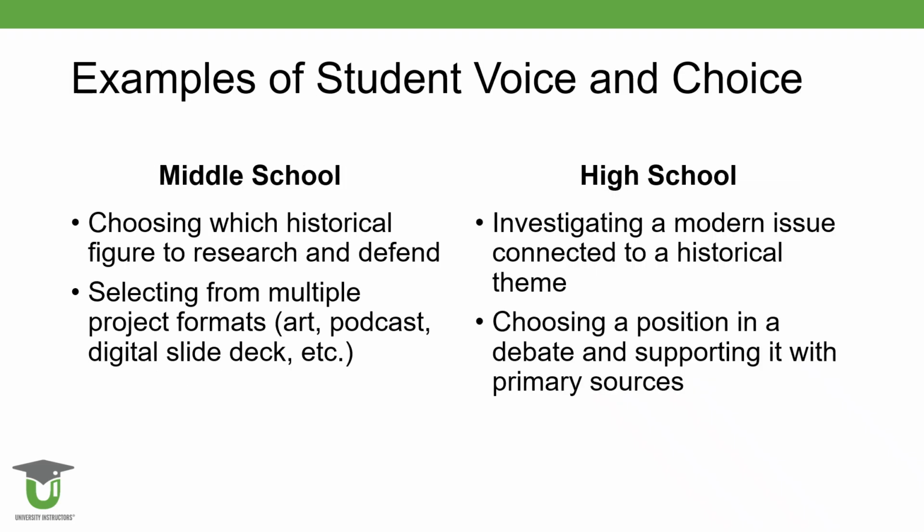These examples highlight how voice and choice can be structured and purposeful. In middle school, allowing students to choose a historical figure or project format increases engagement while still aligning to learning goals. In high school, choice becomes more sophisticated. Students may select which modern issue to investigate or which position to argue. In both cases, the instructor sets clear expectations, but students have agency in how they demonstrate understanding. Instructors can also give students the option to create their own project idea for approval, thus allowing for student voice.